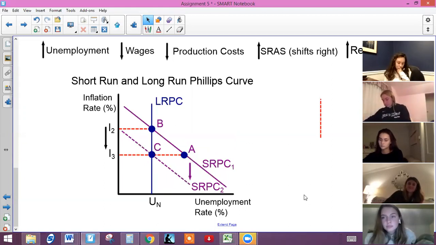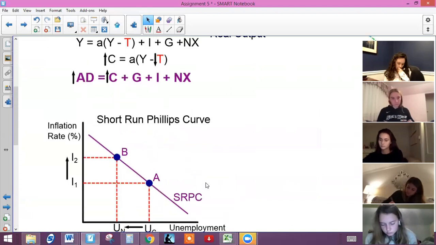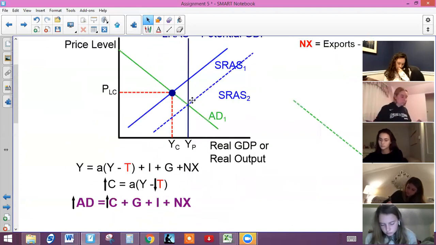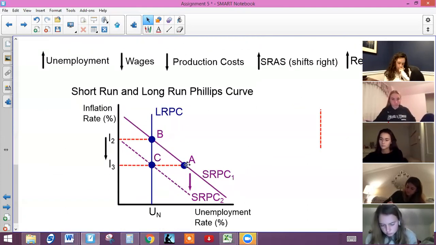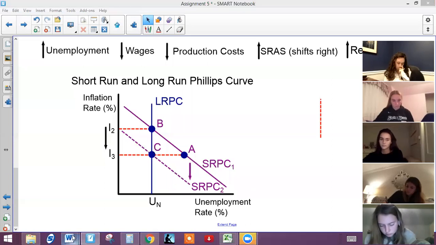So what's going to happen here is you're going to have a lower rate of unemployment and also a lower price level because there's a shift. So the shift in the short run aggregate supply causes wages to drop because price levels drop. And when wages drop, that's going to mean more people can be hired. So that's your answer, okay? Now, let's go back.